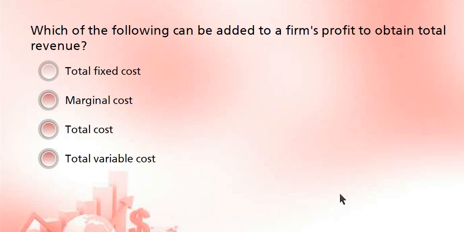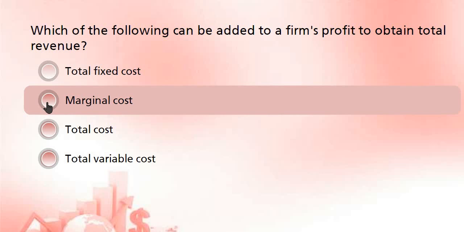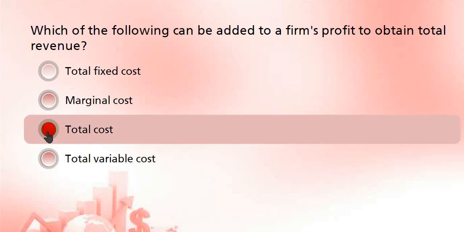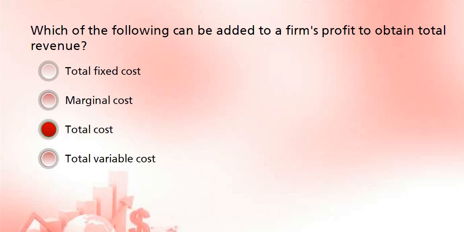Question 19. Which of the following can be added to a firm's profit to obtain total revenue? A, total fixed cost, B, marginal cost, C, total cost, D, total variable cost. The right answer is total cost. I want you to know that total revenue is the same thing as total sales, which comprises the cost and the profit. So total cost plus profit will give total revenue.